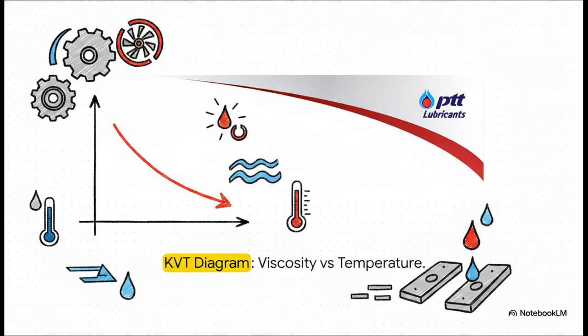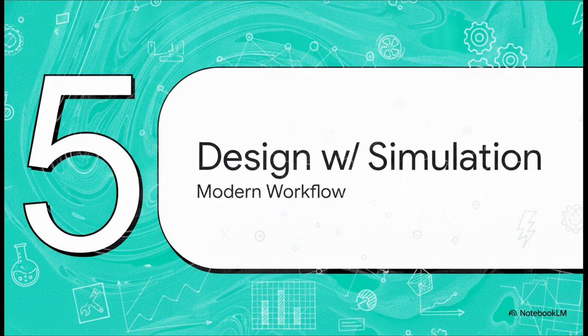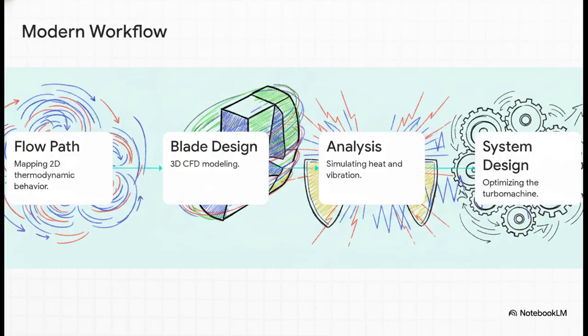Finally, Section 5, Designing with Simulation. So how do we actually build these things today? Well, engineers have completely abandoned the old, wildly expensive methods of simple trial and error. Today, we design the whole shebang entirely in the digital realm first. Step 1 is flow path design, where we map out the 2D thermodynamic behavior of the fluid. Step 2 is blade and stator design.